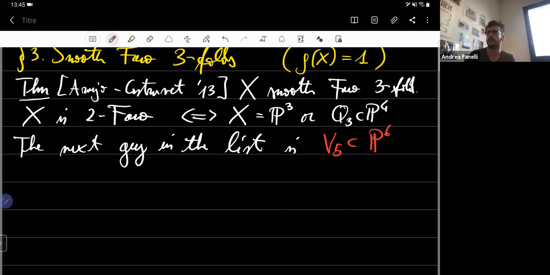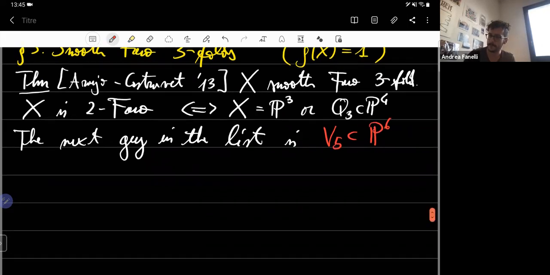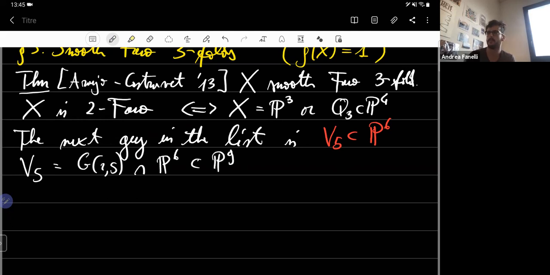Who is this guy? V5: you take the Grassmannian G(2,5), you embed this in P9, and then you intersect with P6. So you cut it with 3 hyperplanes. That's the guy. And let me give you some information about this V5.